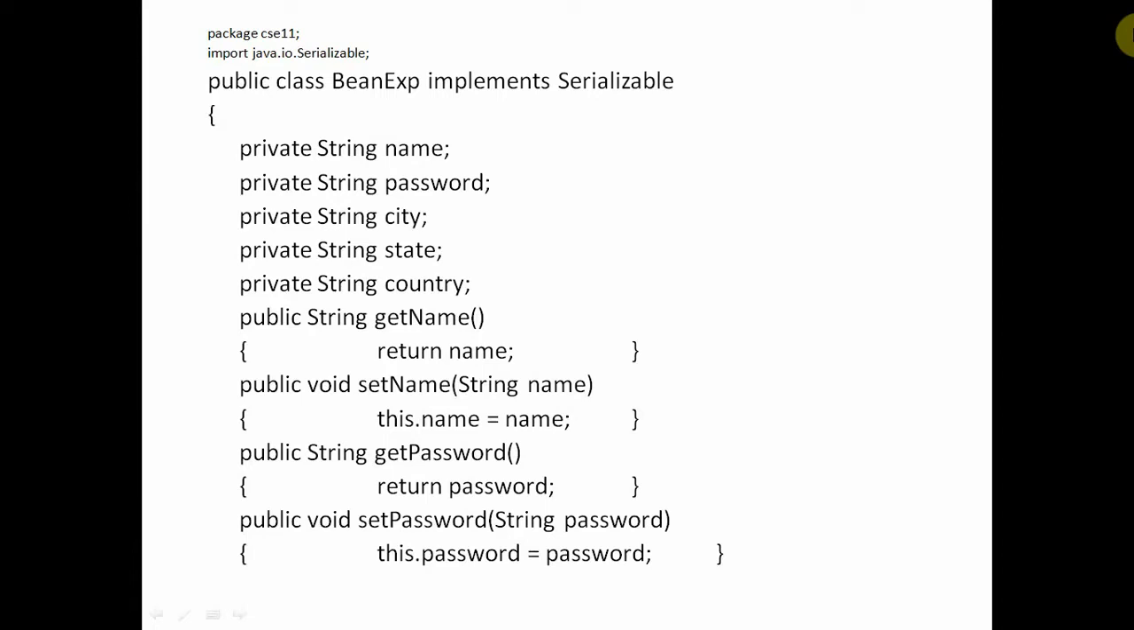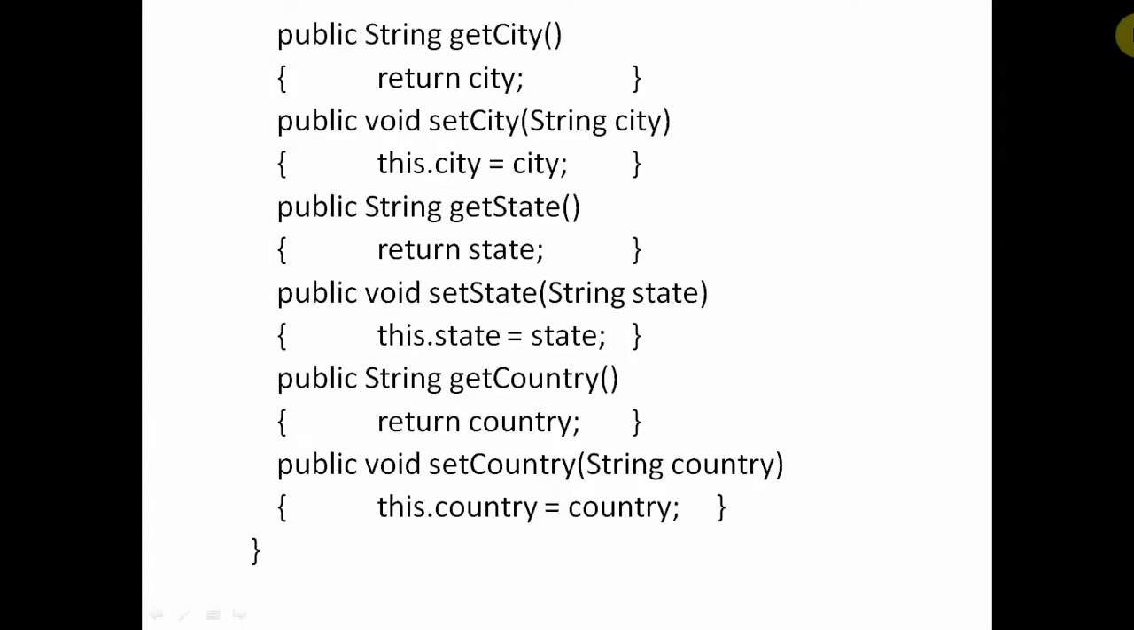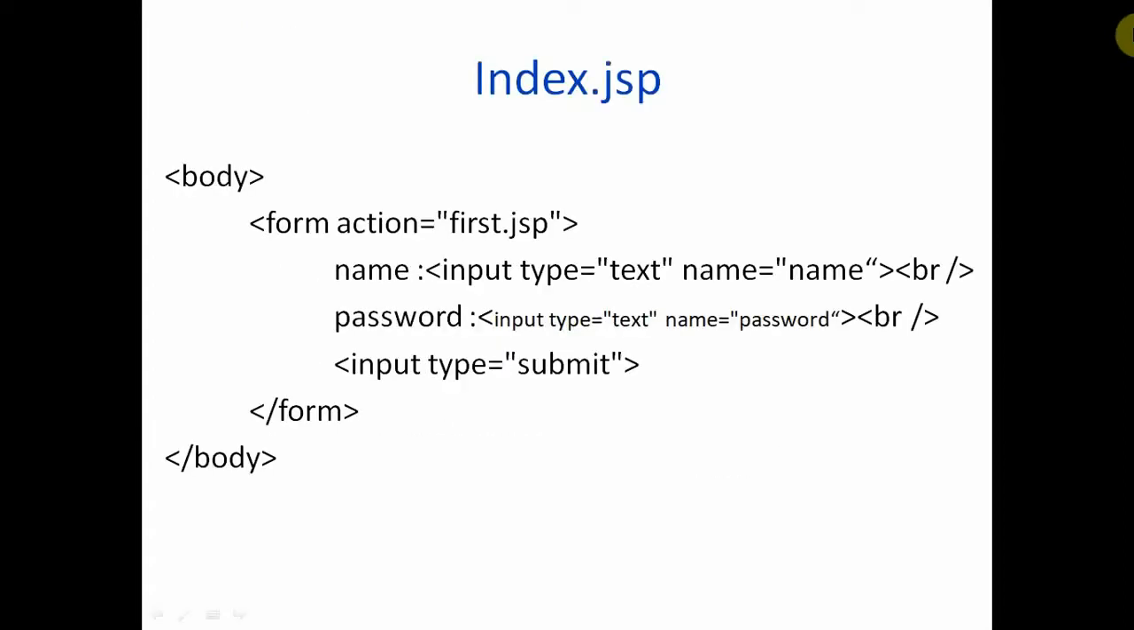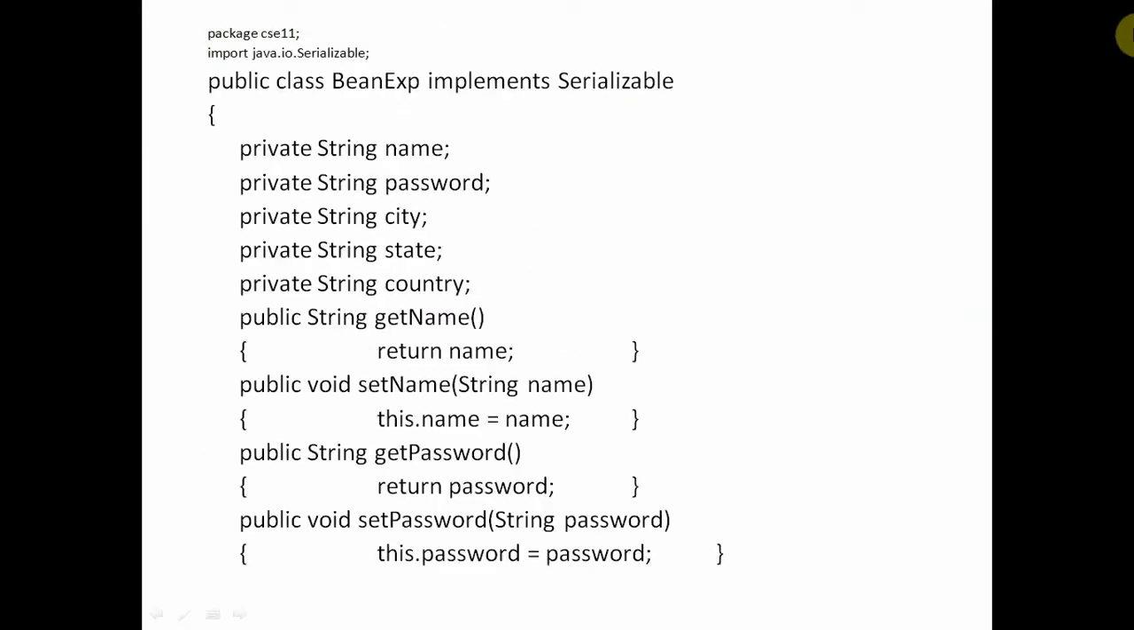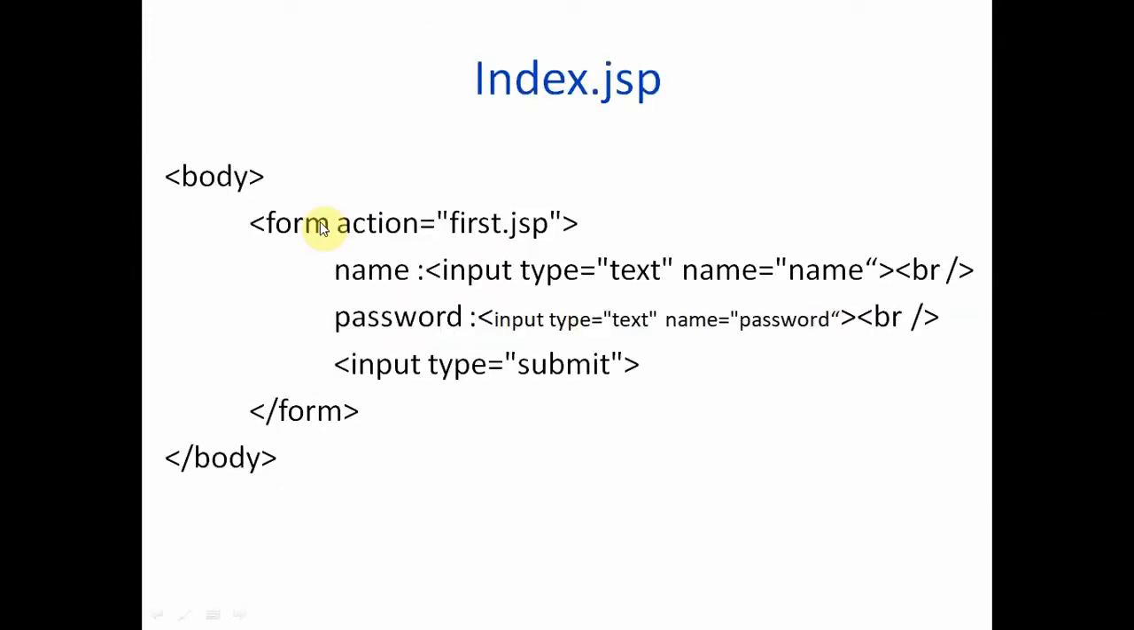So in case of Java Bean, we have to write the class where we have get and set functions, and then we will compile this class. And after that we have this initial file index.jsp. So this was the program of Java. This will be compiled in the JDK, in the Java platform. Now again we are coming to HTML.